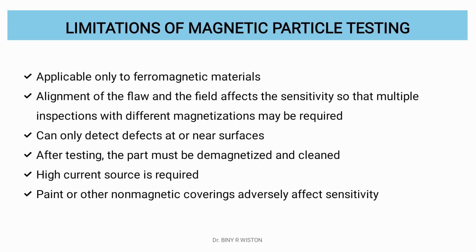Limitations: only ferromagnetic materials can be tested using this method. Proper alignment of the magnetic field is important in achieving good results, and it cannot detect defects at or near surfaces. It is applicable only for subsurface flaws. A high current source is required. If any paint of non-magnetic nature is covering the defect, then the sensitivity of magnetic particle testing may be affected.